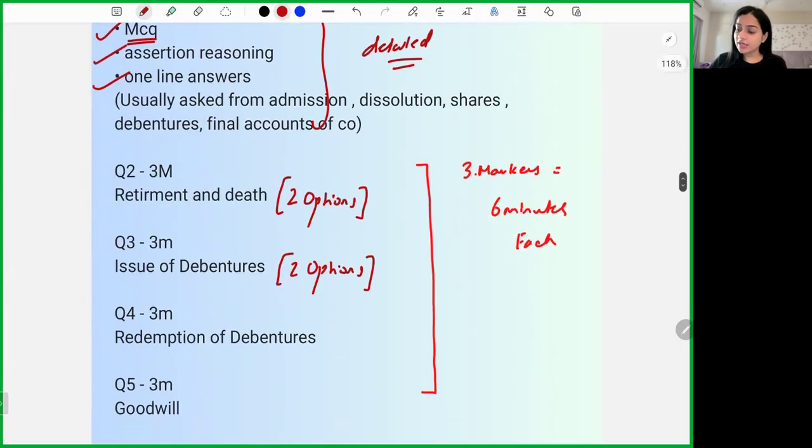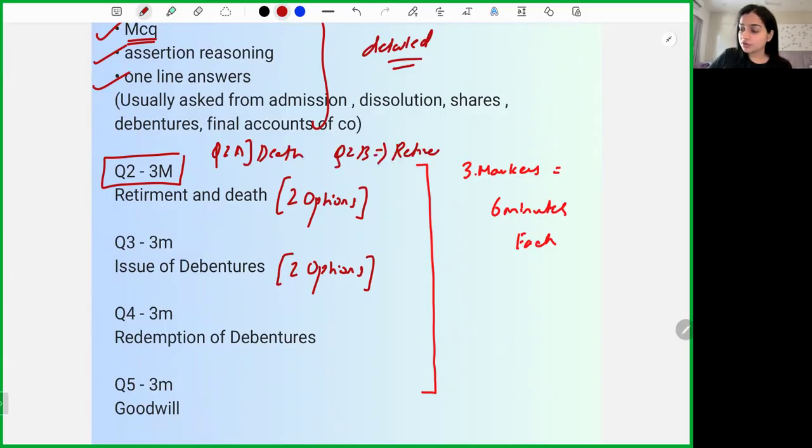Next, we have question number two, which is a three marker, always from the chapter retirement or death. You would have question number 2A, death, and question number 2B, retirement, and you would have an option out of the two. For students who don't want to do both chapters, a great combination is to just do death, because death is much easier than retirement.